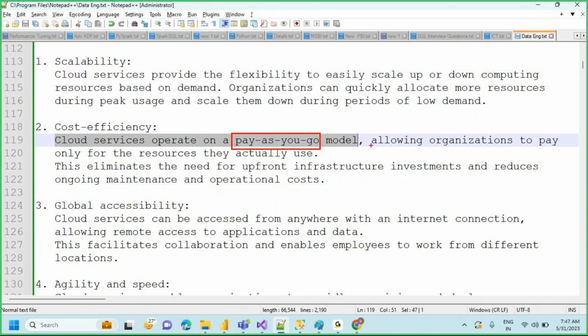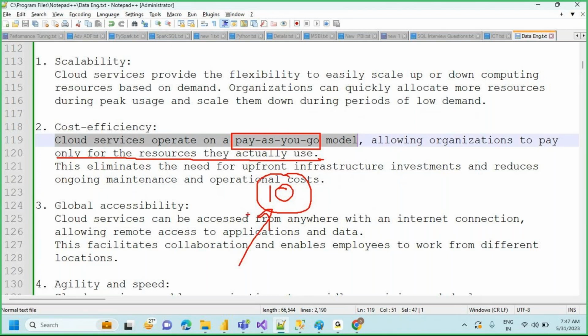By using this, organizations are allowed to pay only for the resources they actually use. Presently, whatever they're using, for that only they're going to pay. So we don't require to pay for everything. But if you go for on-premise, if I take 10 compute powers, for 10 you have to pay, whether you use it or not.